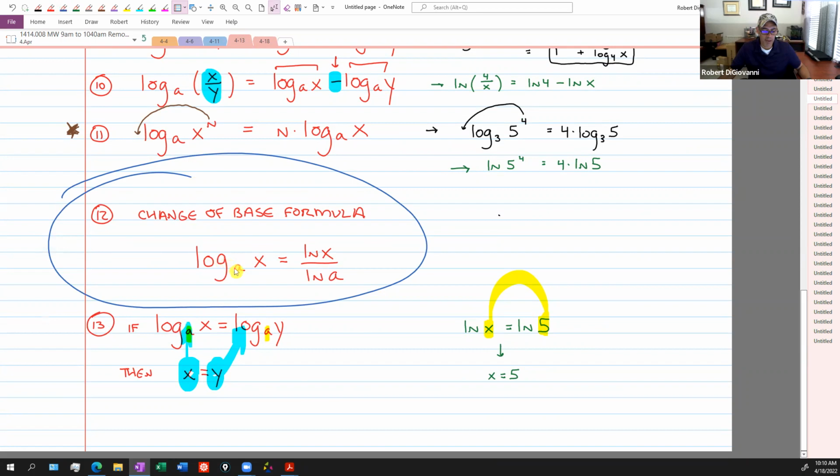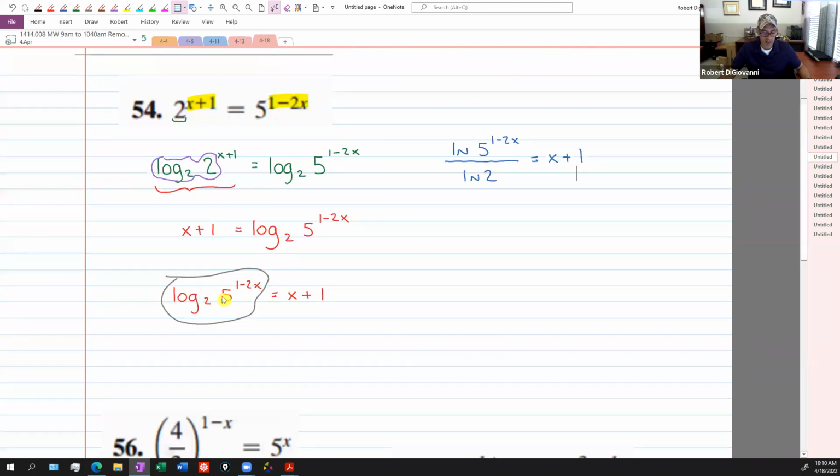If I have log base a of something, it's the natural log of that something over natural log of a. So I was basically looking at this as log base a of x, and I rewrote it as natural log of x over natural log of a. Do y'all see that? That's formula 12. Well, why did I do that? Let's see why that actually works. Okay. You ready for the next step?